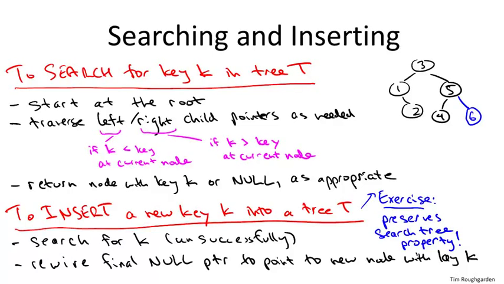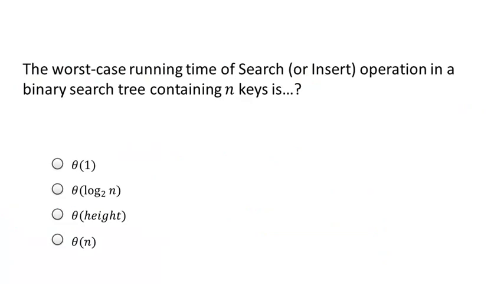So what I want to do next is test your understanding of both the search and insertion procedures by asking you about their running time. Of the following four parameters of a search tree that contains n different keys, which one governs the worst case time of a search or of an insertion? So the correct answer is the third one.